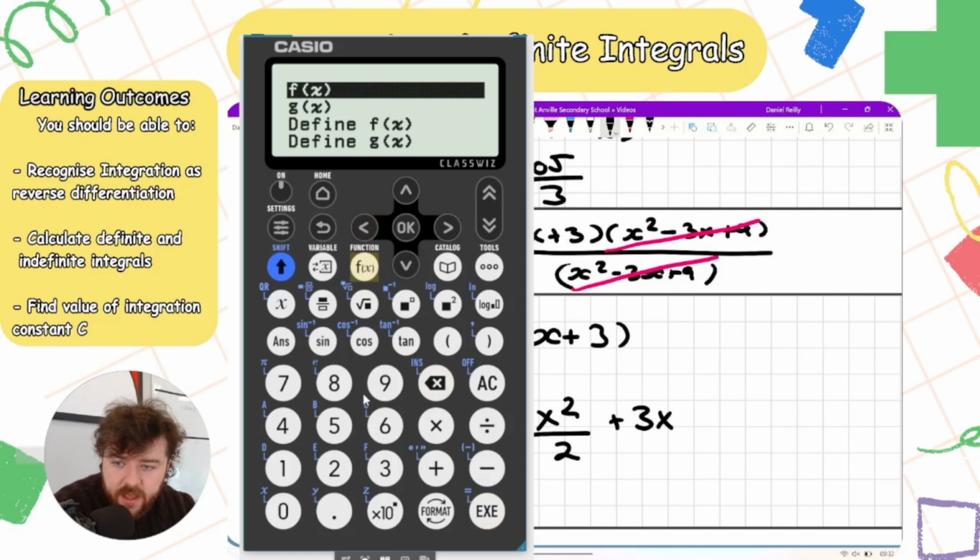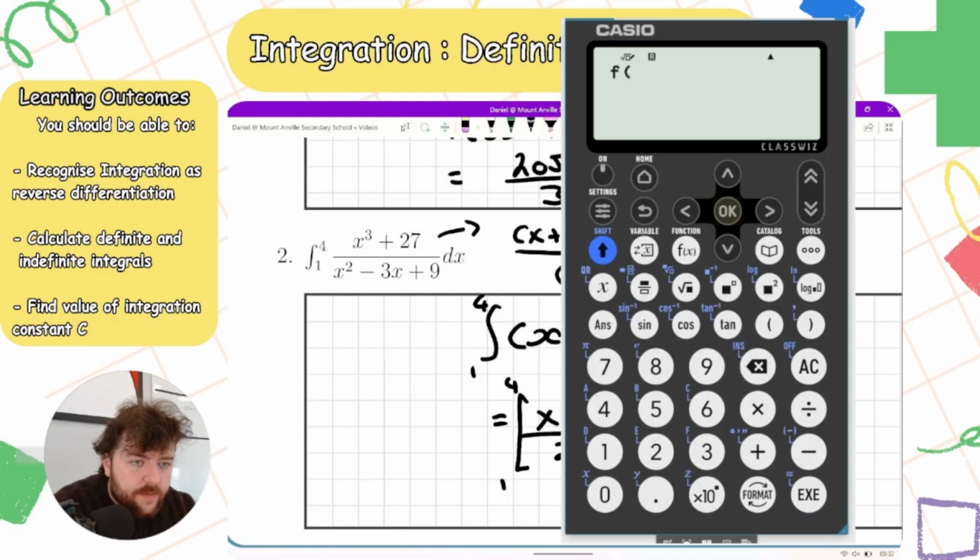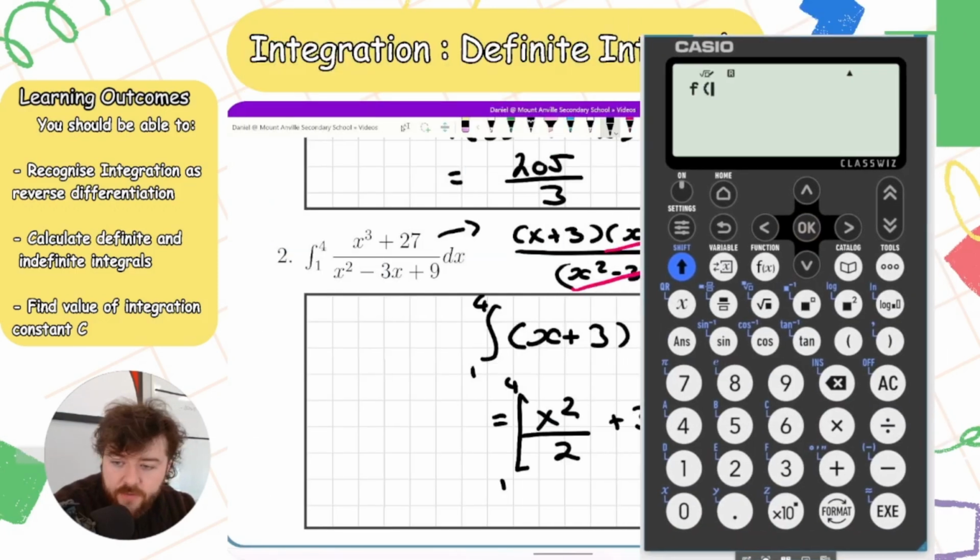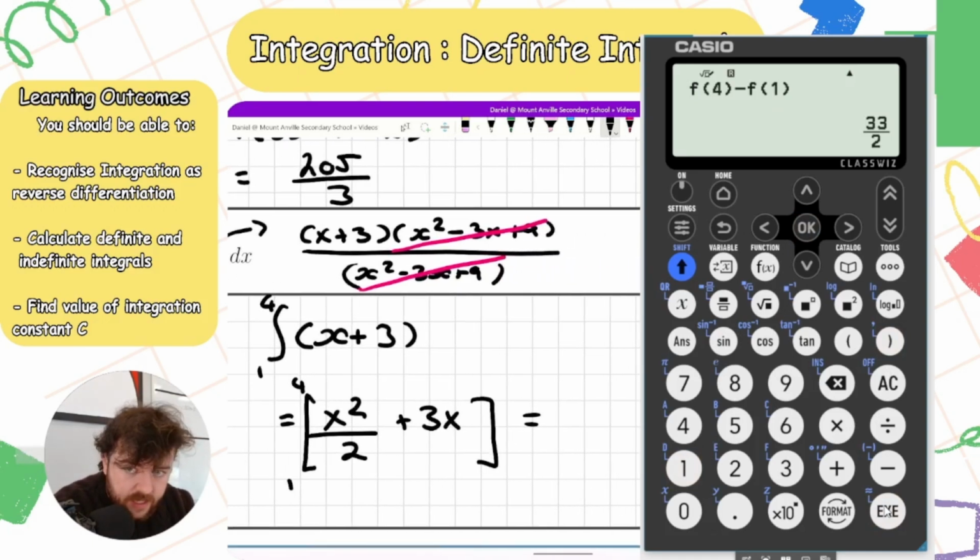Now I am evaluating this function. So I'm finding f of, what's my upper bound? My upper bound is 4. So f of 4 minus, I think then it's f of 1. And the answer should be then 33 over 2.